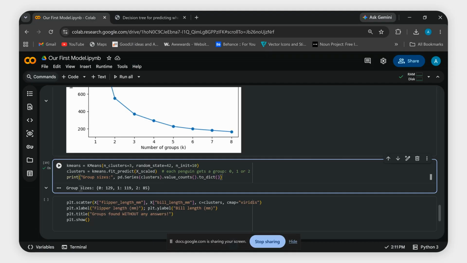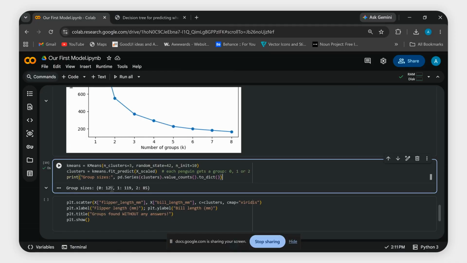This is cell 5. The fit dot predict, this is us importing the model k-means, and then the fit dot predict does two things at once. It trains the model and immediately assigns every penguin to a group, that is 0, 1, and 2. You know what 0, 1, and 2 means at the back of your mind because we did supervised learning just now. So we run it and look at it.